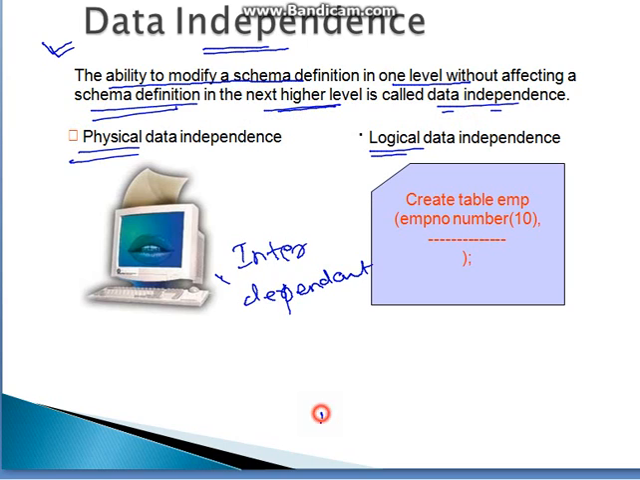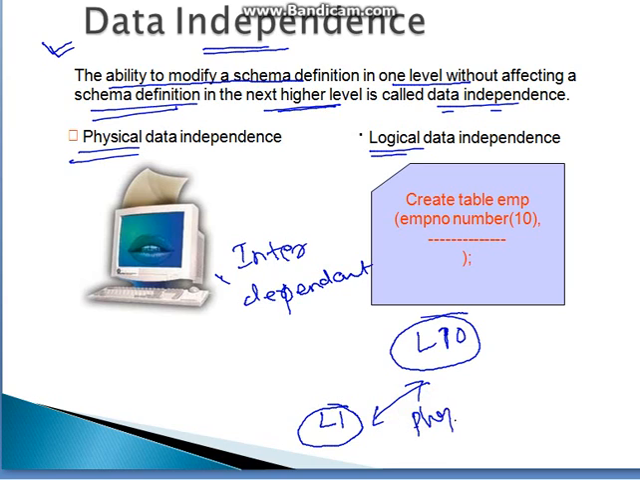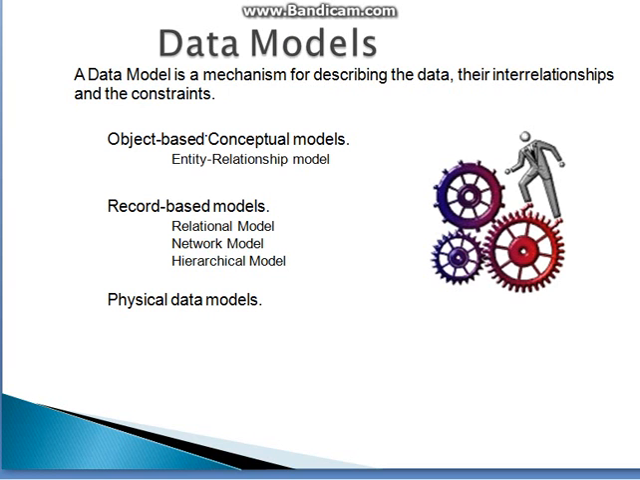For example, if you are at this level and this is the higher level, suppose if you are able to modify data over here without affecting the schema at this level, it means that you have got physical data independence as well as logical data independence. So two forms of data independence are available. We will see in the next slide what data models are.